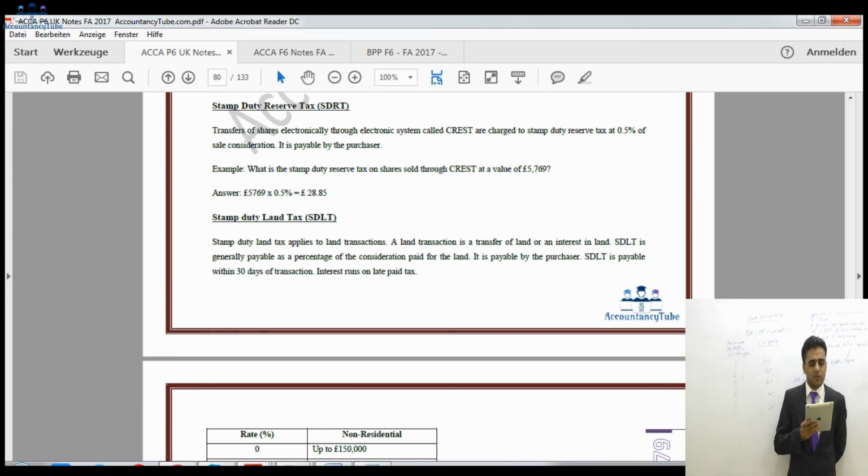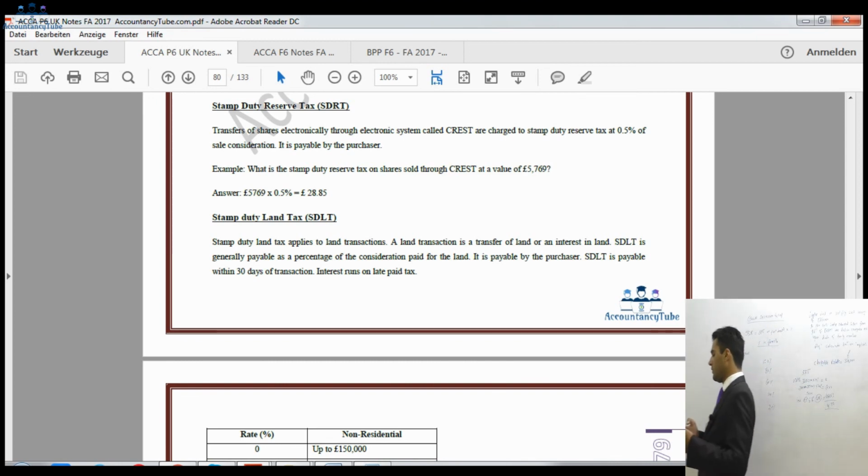We calculate the tax on that anyway, so it will again be at the rate of 0.5%, but this time we will not round it up. All right, so this time on 5,769, 0.5% of that would be 28.85. So this time we haven't rounded it up, so it will be exactly the same amount.